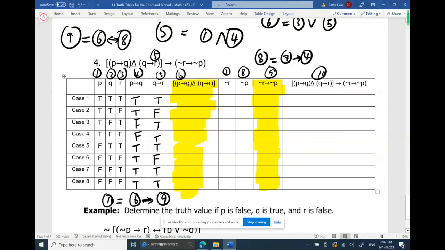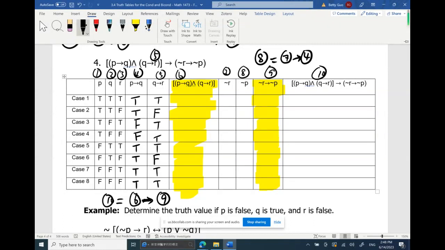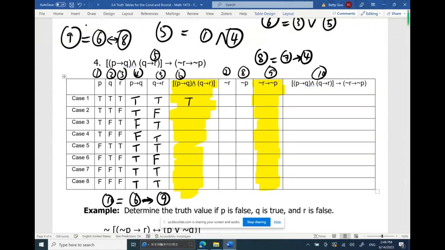And now let's look at column 6. Column 6 is a conjunction of column 4 and column 5. All right? So for a conjunction to be true, both of them have to be true.